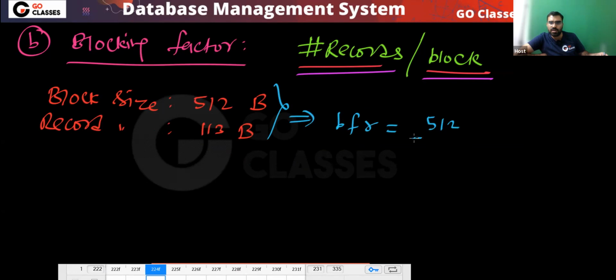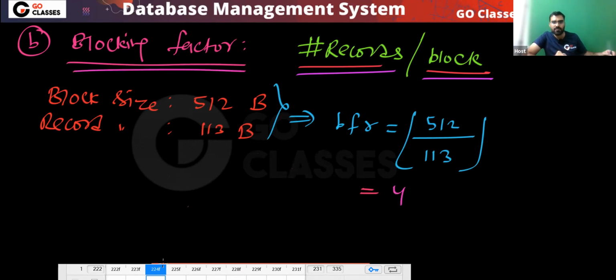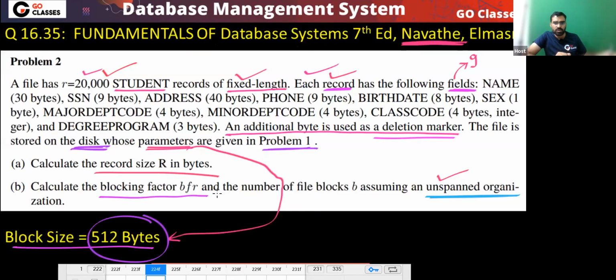That will be floor of 512 divided by 113, because it is unspanned. This floor value you have to calculate. So your answer will be what? I think it will be 4. You can check it out. Okay, so 4 records you can put. The blocking factor will be 4 records.